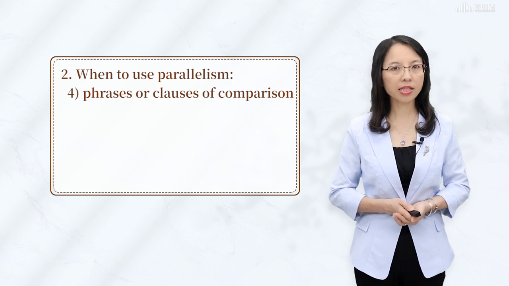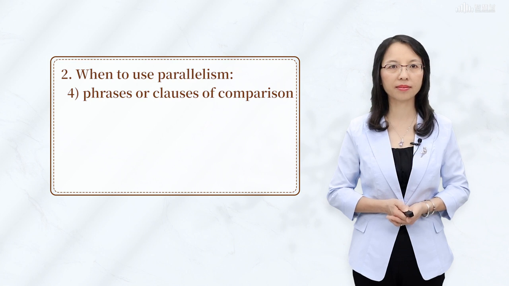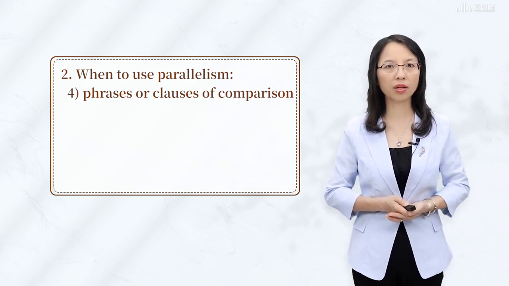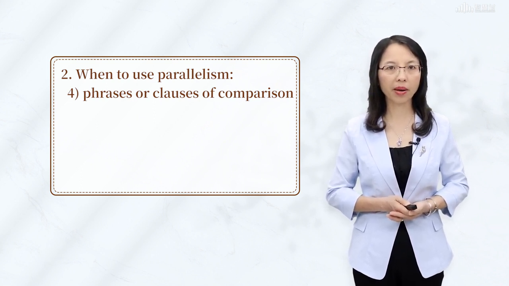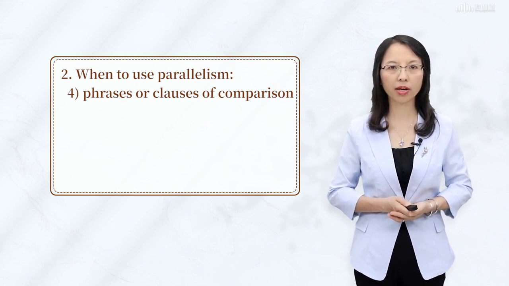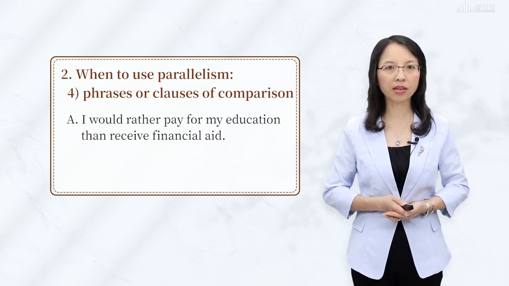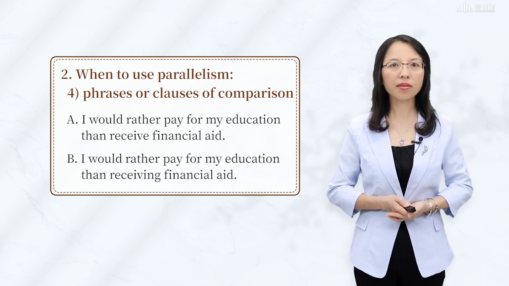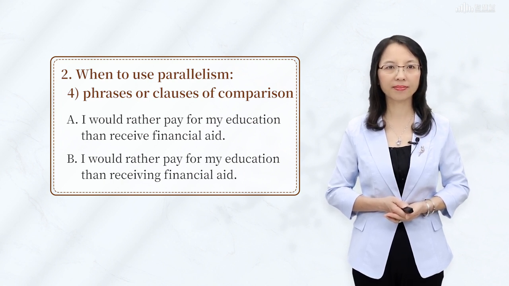4. Parallelism is used for phrases or clauses of comparison. When you connect 2 clauses or phrases with a word of comparison, such as than or as, use a parallel structure. Which of the following sentences use parallel structure? A. I would rather pay for my education than receive financial aid. B. I would rather pay for my education than receiving financial aid.